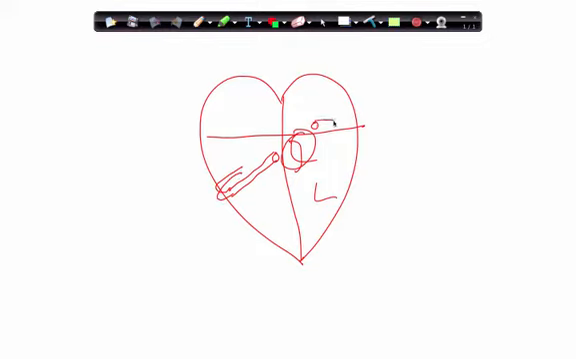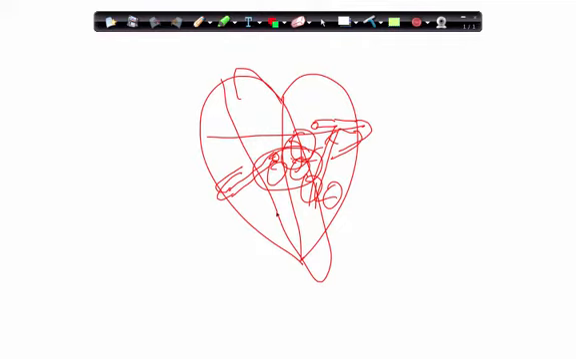And then we have a left main, an LAD, and then a circumflex that kind of loops around the back as well. Now, this LAD feeds the septal and anterior sections of the heart. So one of its branches feeds the septal area where the conduction system also is housed.